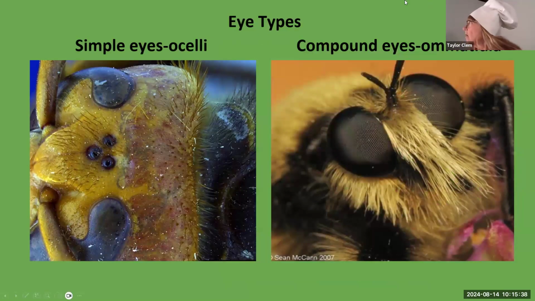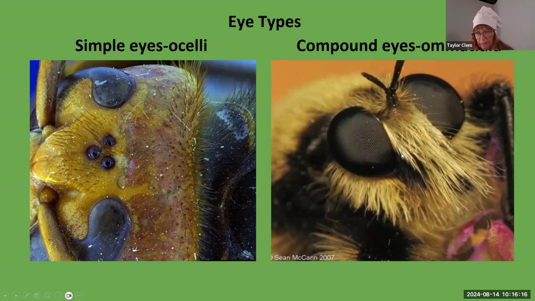The simple eyes off to the left here are three simple eyes, and they're called ocelli. And the ocelli are used as a sensory photoreceptor, and they can detect light, and it helps control their circadian rhythms, but it does not detect complex images, movements, or orientation. That's what the compound eyes are for, or the ommatidia.